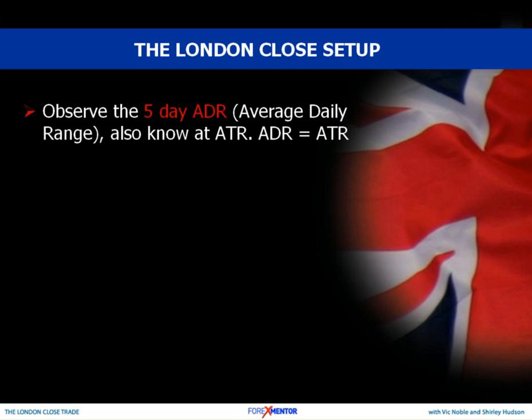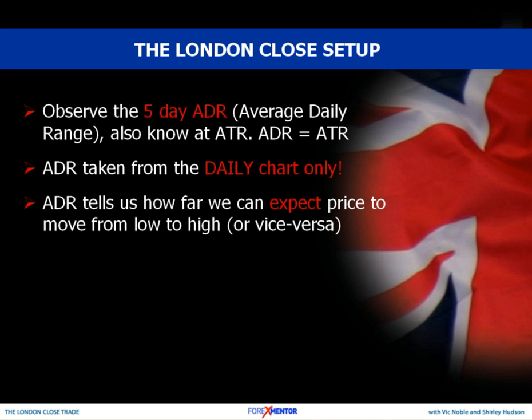And by observing the average daily range for the past 5 days, it gives us a good gauge of currency price movement and volatility. In other words, how far we can expect price to move during a day, based on how far it's moved on average over the last 5 days from the low of the day up to the high of the day, or vice versa. So that's exactly what the ADR gives us when we calculate that number.